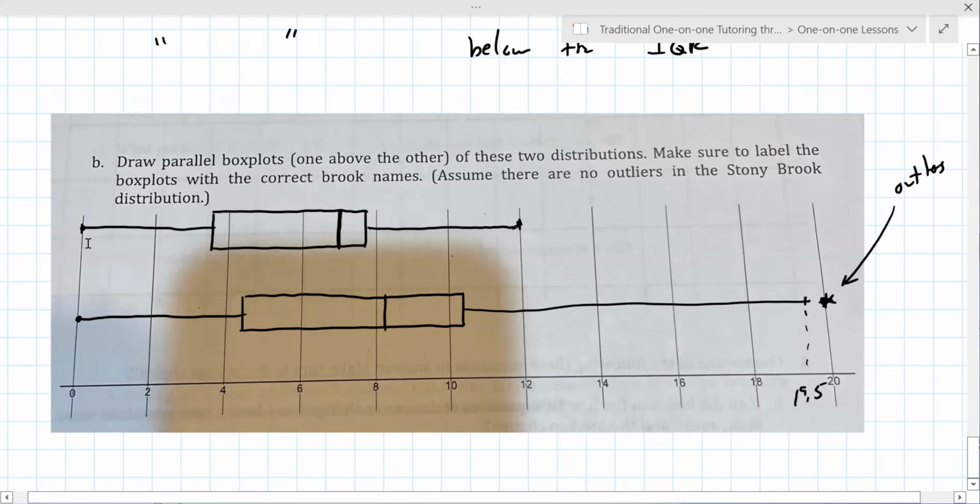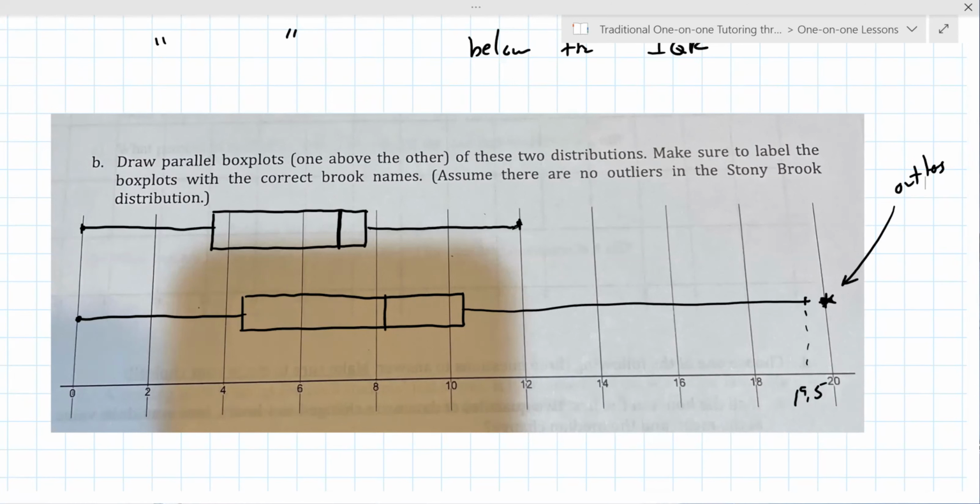Do you feel like you could do this on your own based on what we've done tonight? I think so. Okay, because I'm almost certain you're going to get asked to do a box and whisker plot on these.